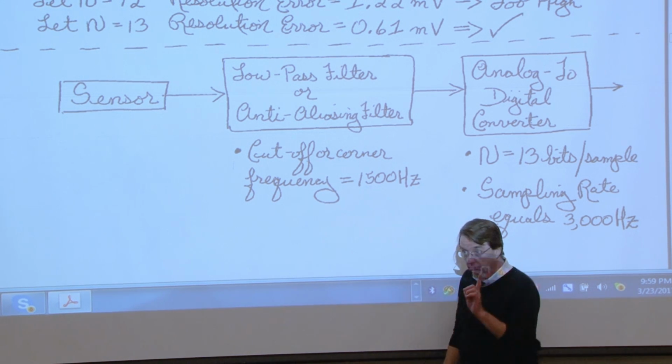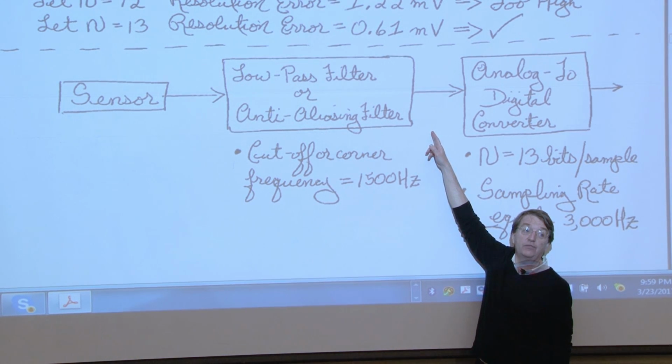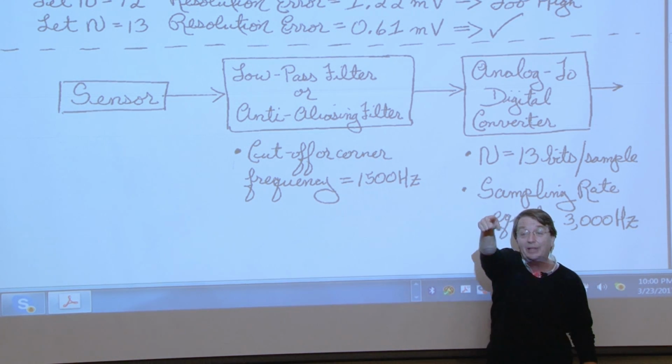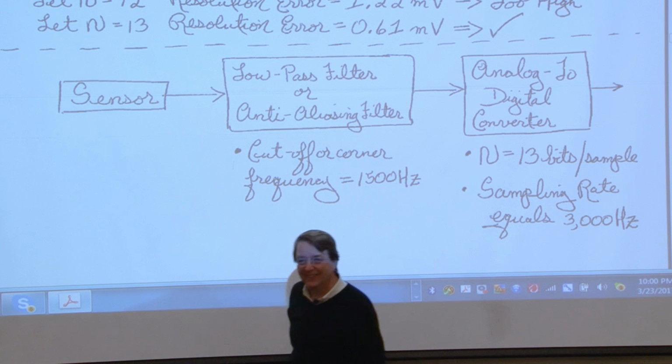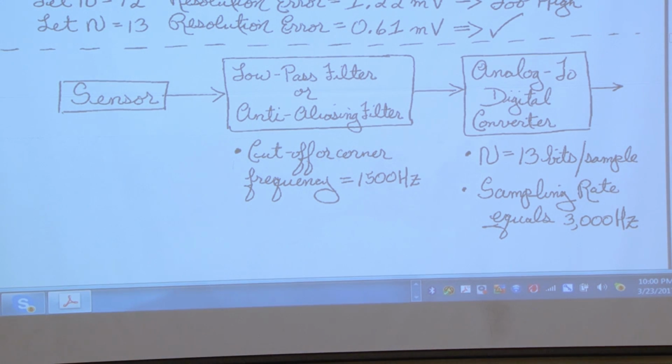So now, the highest frequency here is 1500 hertz. What's my sampling rate of the A to D converter? Twice that. Exactly. So it becomes 3,000 samples per second. How did we do?